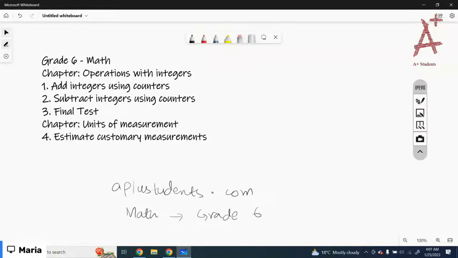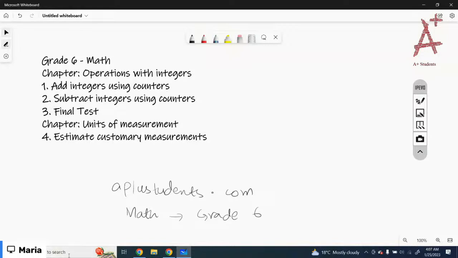So we're going to start with the chapter operations with integers, and the lessons we're going to cover today are add integers using counters, subtract integers using counters, then we'll do the final test of the chapter. We're going to start the new chapter, that would be unit of measurements, and the lesson we are going to cover from the chapter is estimate customary measurements. So let's start with the first lesson, that is add integers using counters.